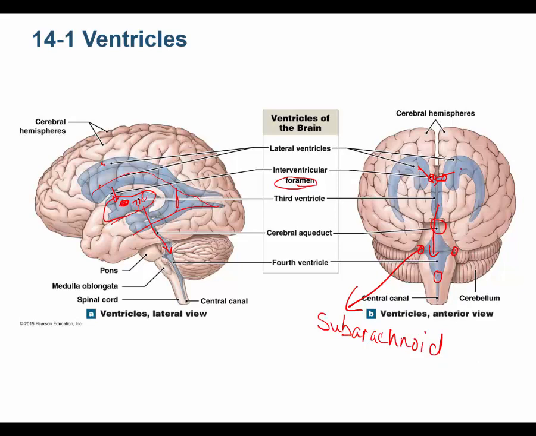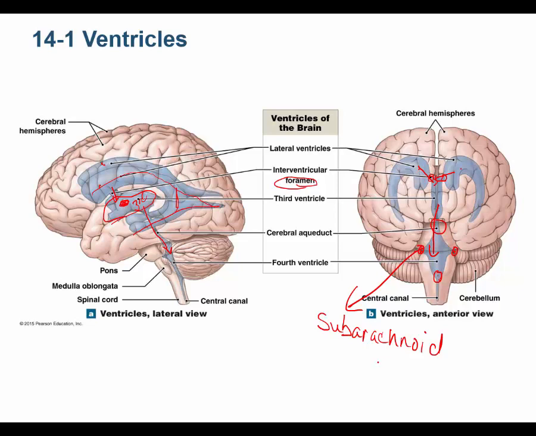And those three apertures are called the lateral aperture here, the lateral aperture here. There's two lateral apertures. And the median aperture here. And now the CSF is in the subarachnoid space. So these are the ventricles of the brain. All right, and we'll study that some more in lab.